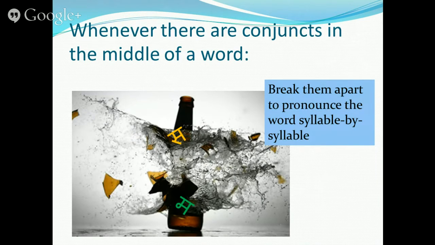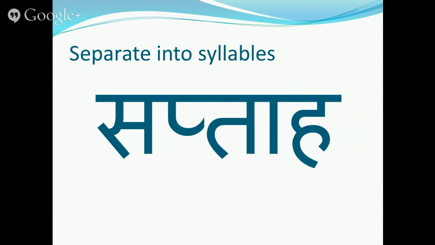Here we go. So whenever you find conjuncts in the middle of a word, we can break them up. If it's at the beginning of a word, we can't break it up; there's nothing you can do. If it's at the end of a word, you can't break it up; there's nothing you can do. But when conjuncts are in the middle of a word, then we can break them up so that we can pronounce the word as individual syllables.